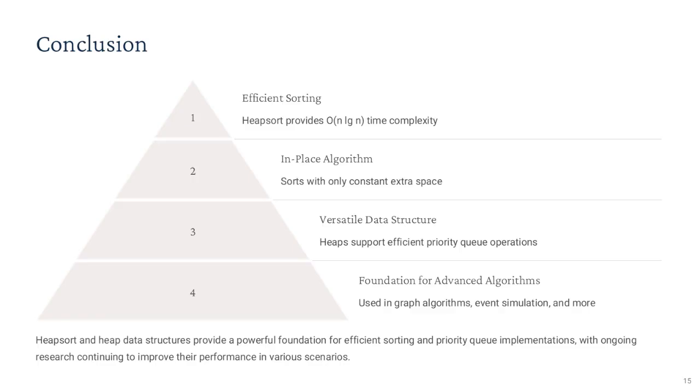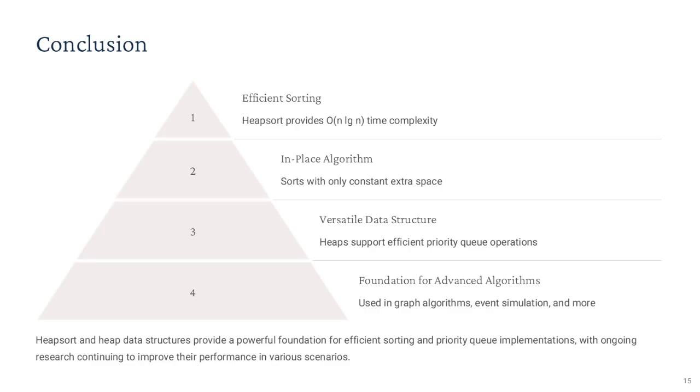In conclusion, Heapsort is a highly efficient sorting algorithm with a time complexity of O of n log n. Its in-place nature makes it an excellent choice for memory-constrained applications. Beyond sorting, heaps form the foundation for efficient priority queue implementations, enabling operations such as insert, extract max, and decrease key to run in logarithmic time.